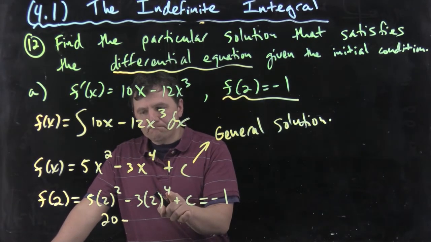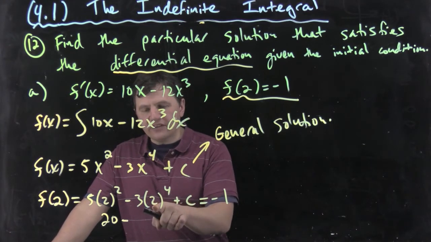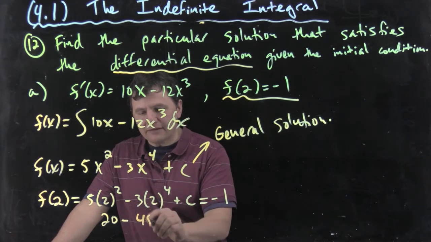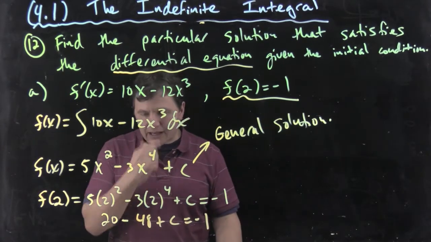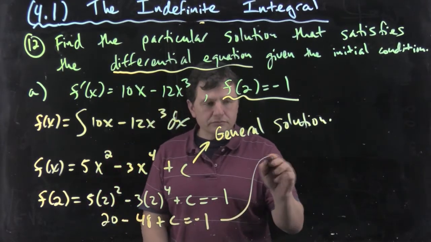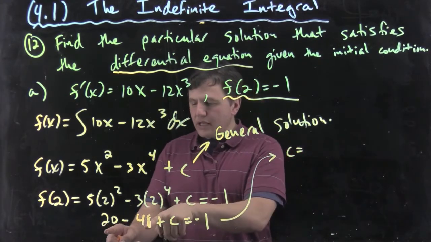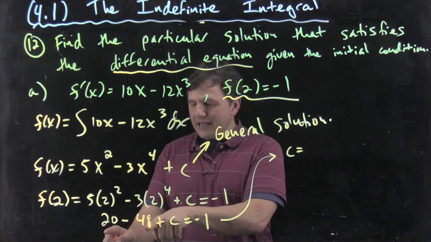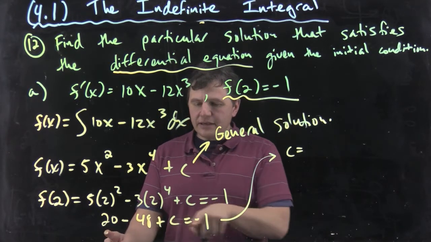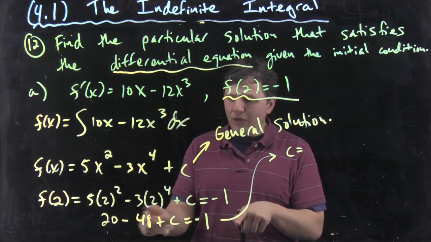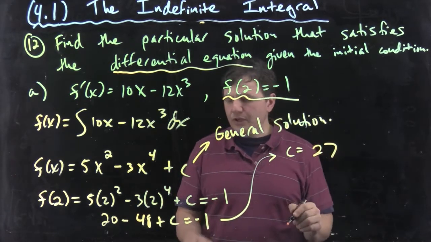So 2 goes in, negative 1. So this is 16. 16 times 3 is 48, plus c equals negative 1. So then I want to solve for c. So c is equal to 20 minus 48, that is negative 28. We'll add that to the other side, so this will be 27, okay?